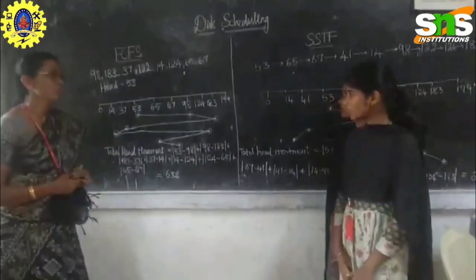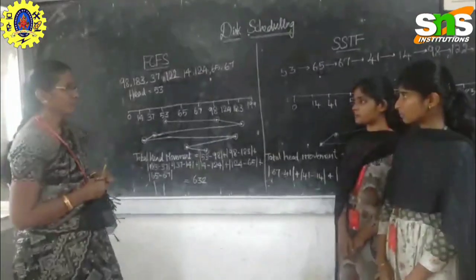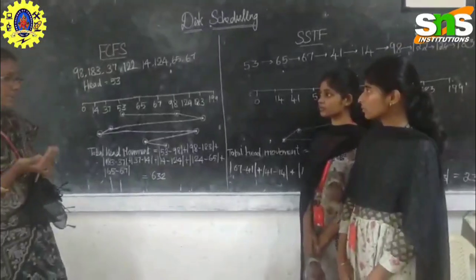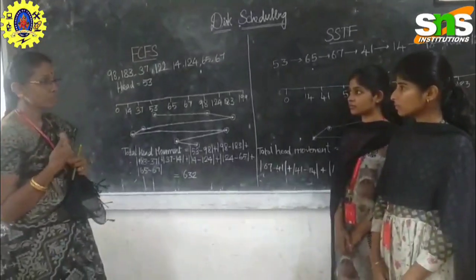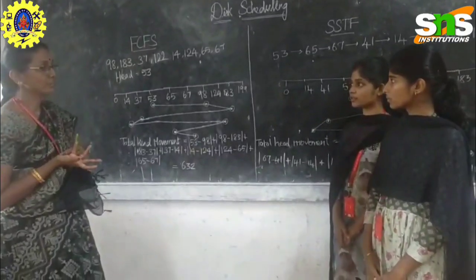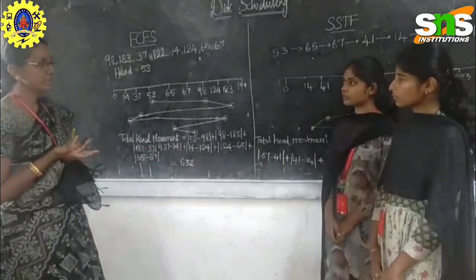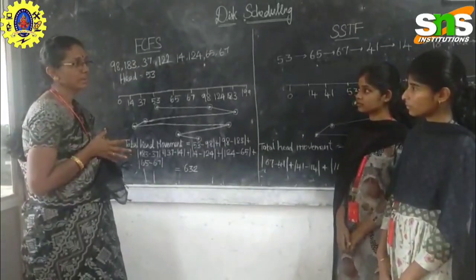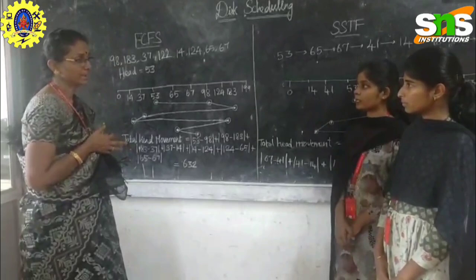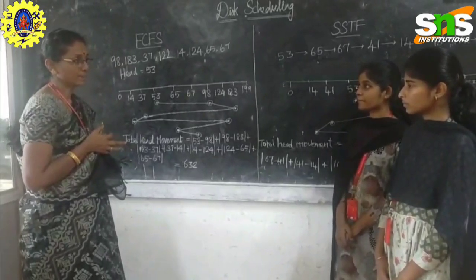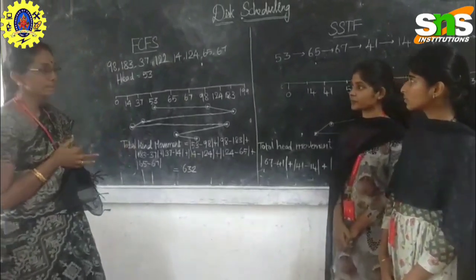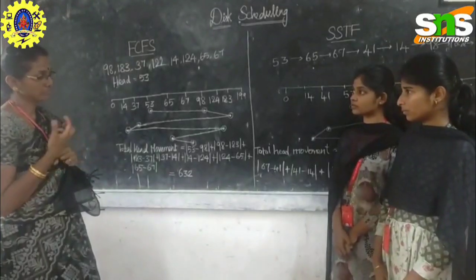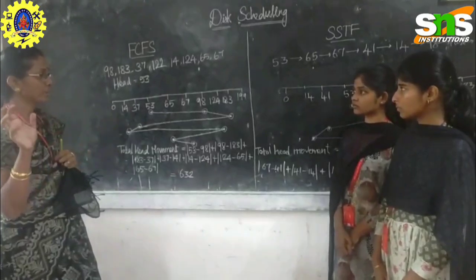I'll give one scenario. Suppose you have a database server, and on that server you want to access more than 10,000 records. What is the procedure to access the records? Disk scheduling is an access method. The accessing methods are three types, isn't it? Sequential, indexed, and random access. Under accessing, disk scheduling is one of the methods to access the records in the corresponding disk.